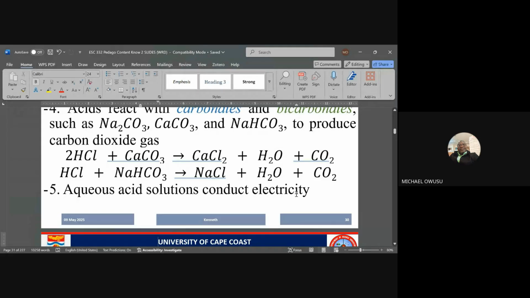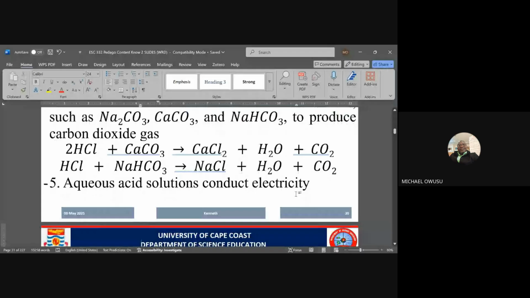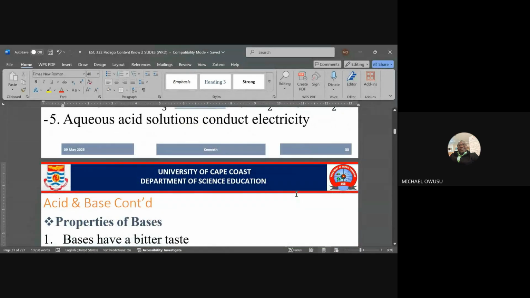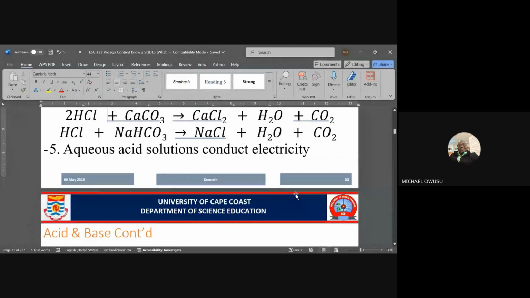Aqueous solutions of acid, you did all these things in secondary school. Acidic solutions conduct electricity in aqueous form. If it's in solid form, it will not conduct. Are you okay with that? Just remember your secondary school basic chemistry.